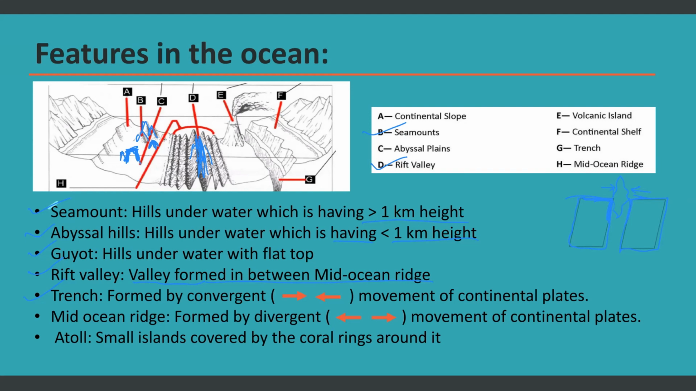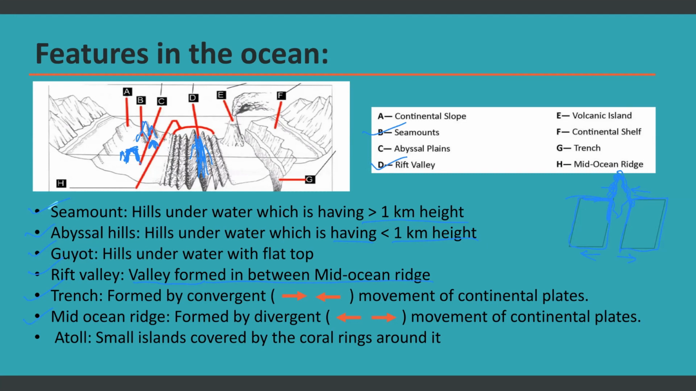In the case of another type of movement, which is called divergent movement, both the plates are moving away. Because both plates are moving away, in that scenario, the lava or magma will come out and it will create hills here, or kind of ridges here. So that same thing is written here.